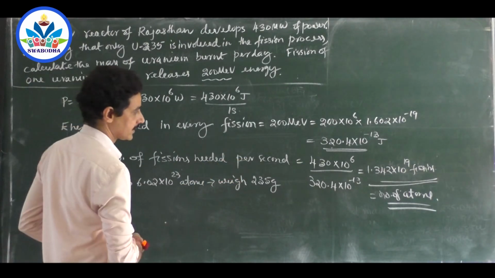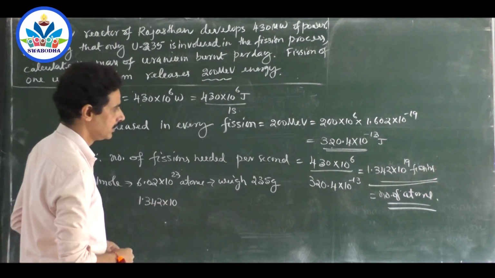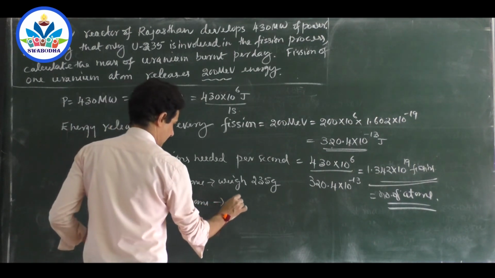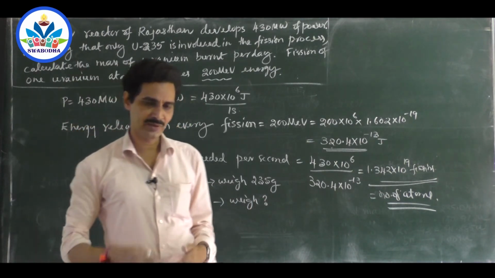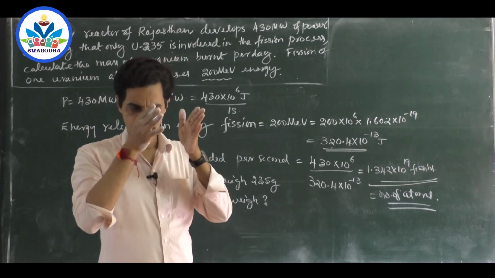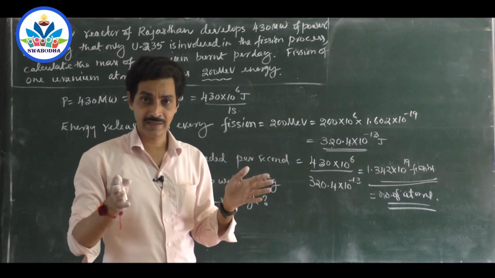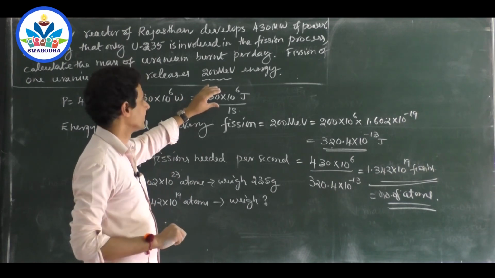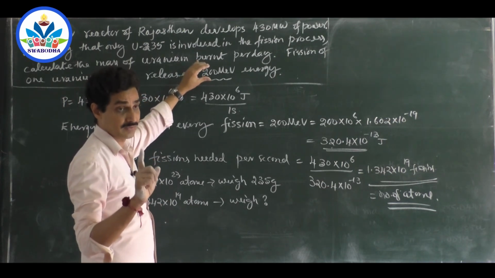What about so many atoms? 1.342 into 10 to the power 19 atoms weigh how much? Hope you are following, right? We have to start from somewhere and land up somewhere else, but it is a very easy calculation. Only the thing is concentration. You must be very concentrated while solving the problems. You must know what you are doing, so you shouldn't go out of the problem at any moment. So you must know that this is the energy required totally in 1 second, but you get only this much of energy in one fission.